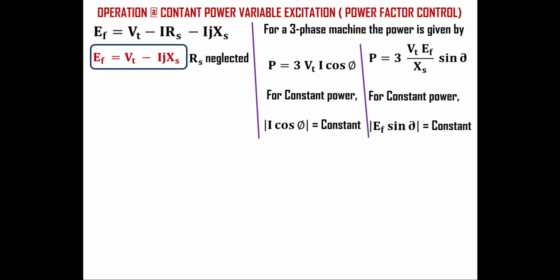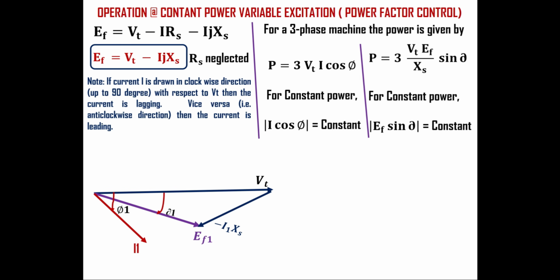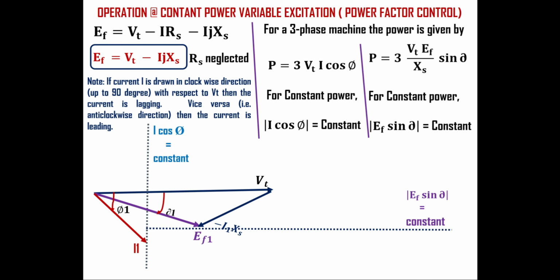If we draw the same phasor diagram excluding the I Rs voltage drop, then it will be as shown here. Note that in this phasor diagram, I have denoted current I, flux phi, EMF EF, and load angle del with suffix 1. This vertical line and horizontal line ensure I cos phi and EF sin del as constant.